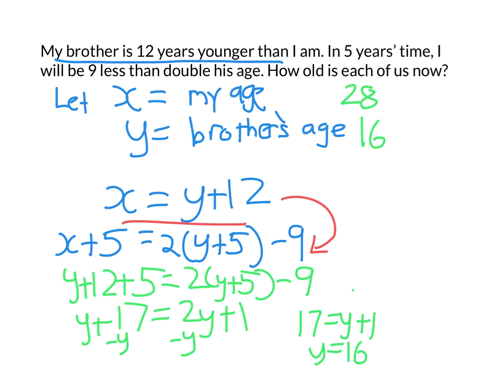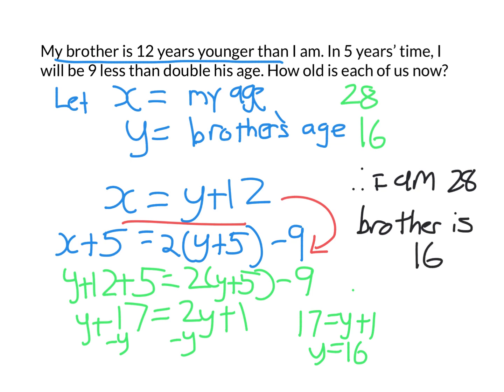I should write a worded answer to a worded problem. So I just write something like, I am 28 years old, and brother is 16. It just lets the teacher know that you know exactly what you found. So that is the final answer. In 5 years' time, I'll be 33. He'll be 21. 33 is 9 less than double 21.